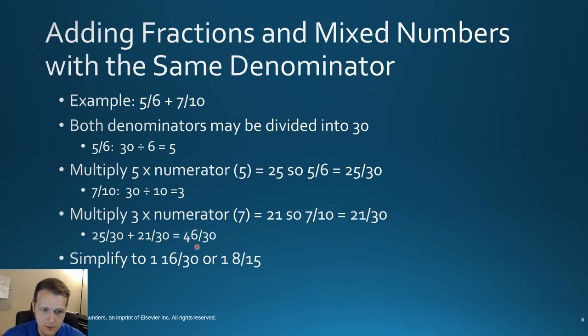Of course, we can simplify even further, and turn this into a mixed number where you have 1 and 16/30ths left over. Or if you wanted to simplify that further, you could say 1 and 8/15ths.